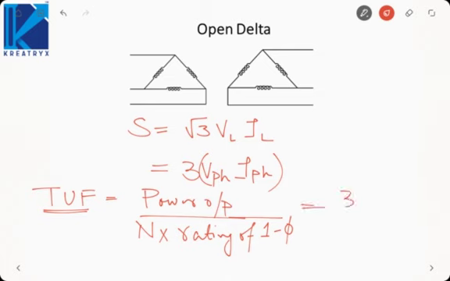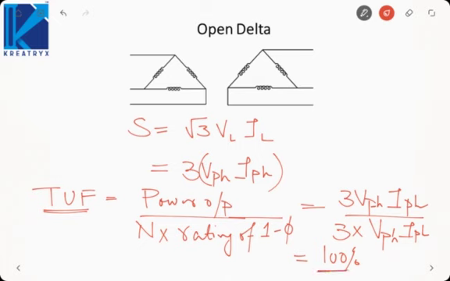Now power output is 3 into V phase into I phase. Number of transformers are 3. Rating of single phase transformer would be V phase into I phase. So this transformer utilization factor is 100%. That is, I am utilizing the capability of the transformer completely. I am not wasting any of the capacity of the transformer. 3 transformers can combinedly give me a power of 3 V phase I phase. That is the power that I am using. I am not wasting any capability or the capacity of any of the transformers.